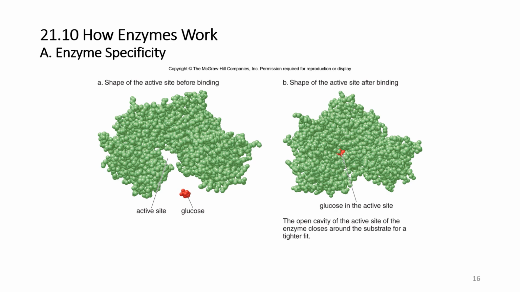So active sites do change shape after substrates bind. Here we're shown the active site of this enzyme before binding. We've got this open pocket here, and we have a glucose molecule. Once that glucose enters the active site and is bound, the enzyme closes around that substrate for a snugger fit. That allows different amino acids in that enzyme to interact with the atoms in that glucose molecule.